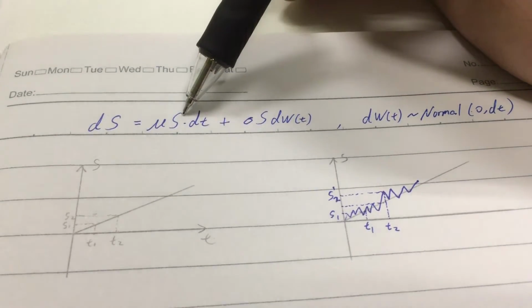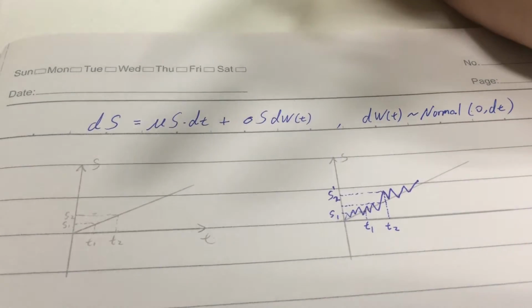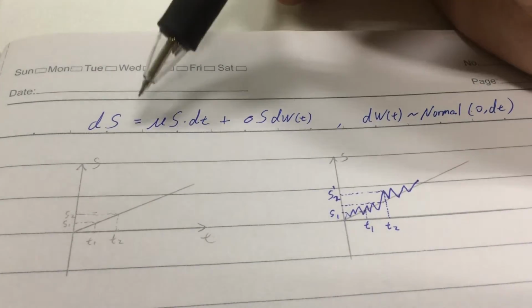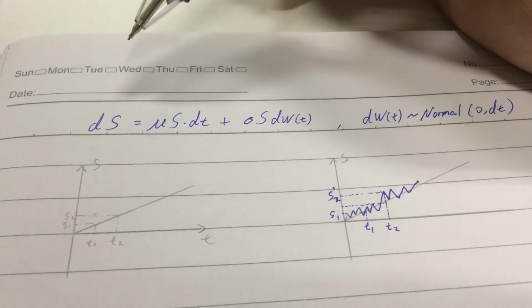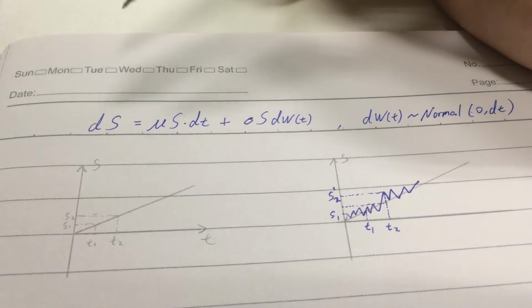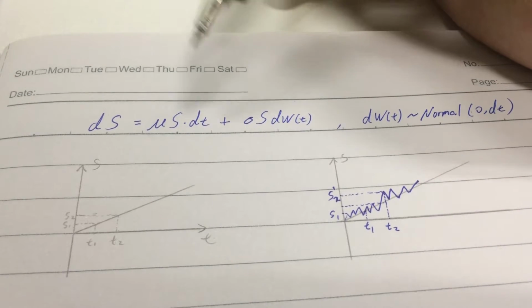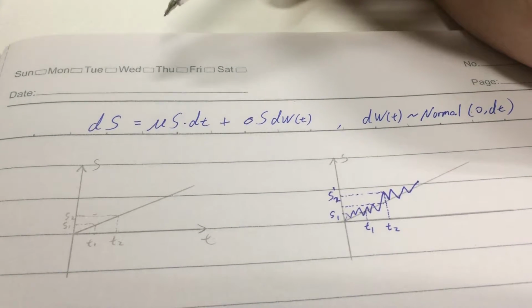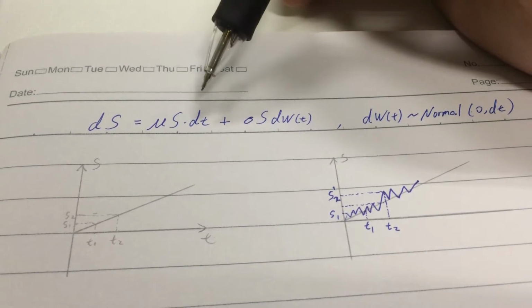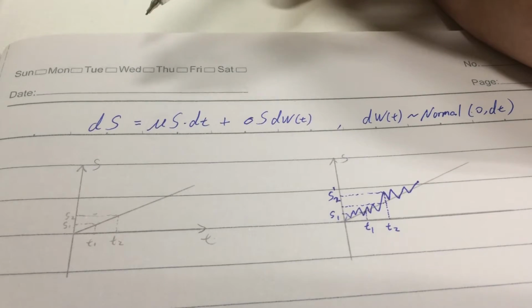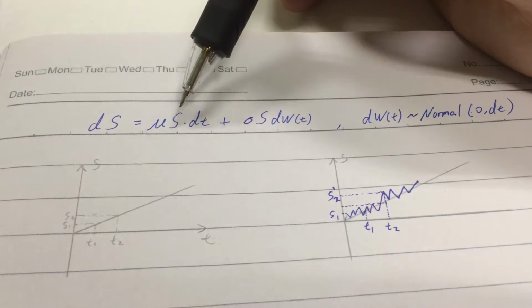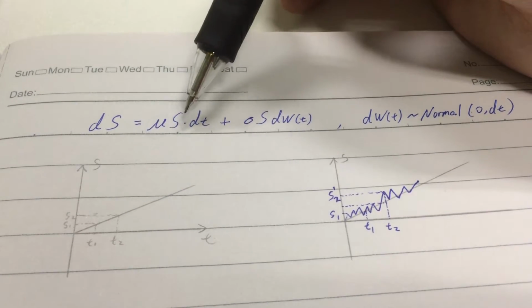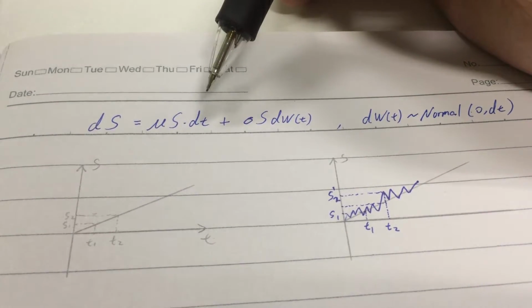So the reason for the S here, you can try to imagine the magnitude of change for a stock with initial price $1 as compared to the magnitude of change of a stock with an initial value of $100. The change will surely be different. So mu here is a percentage change, and the S here is the base value.